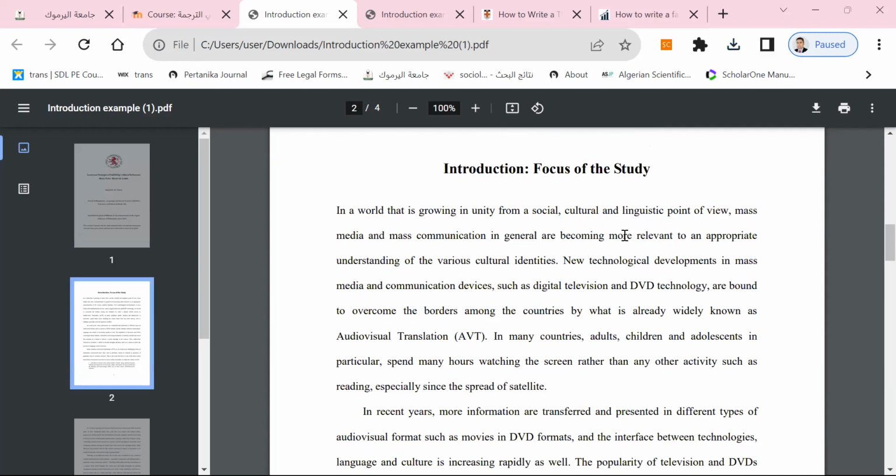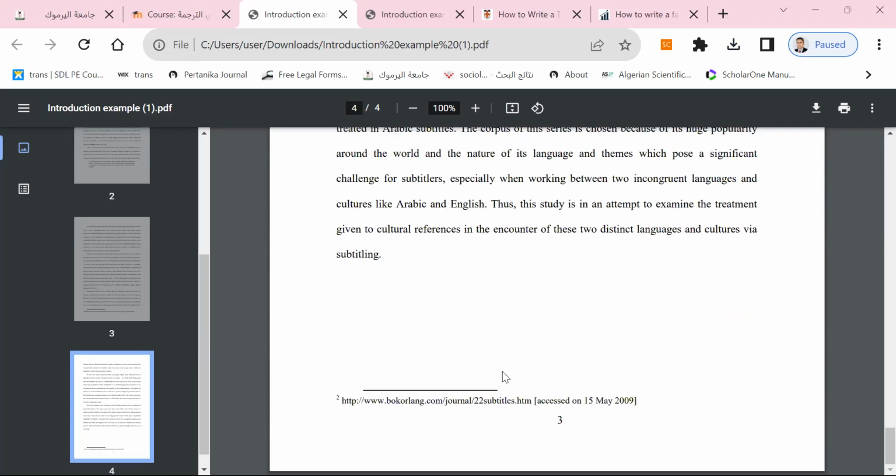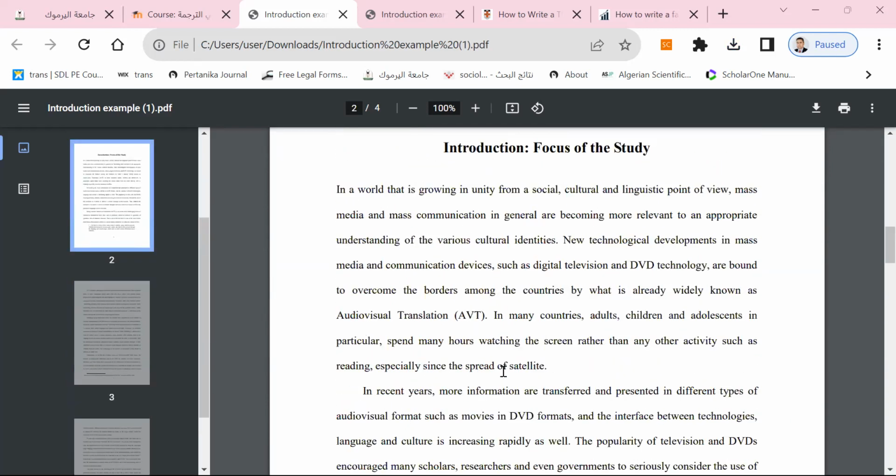Okay, this is the introduction, the focus of the study. So in the introduction, we should talk about the focus of the study. Now look at this introduction here. And by the way, it is about three pages, no more than 3 pages. That's it. This is the introduction. Now let's read the introduction together and try to understand how this introduction was written.